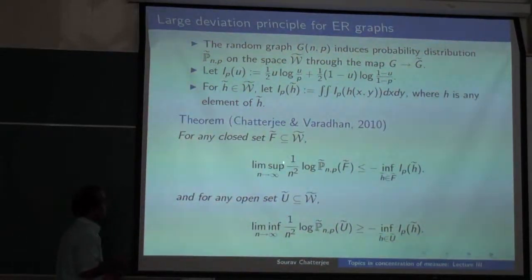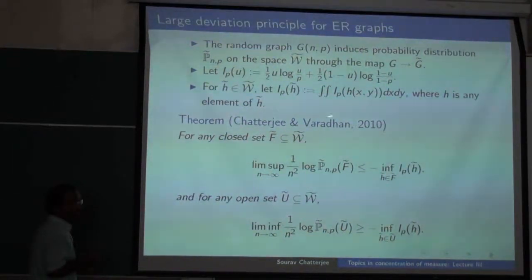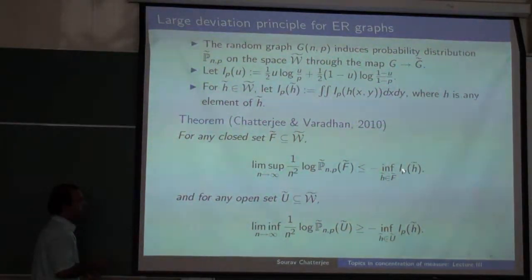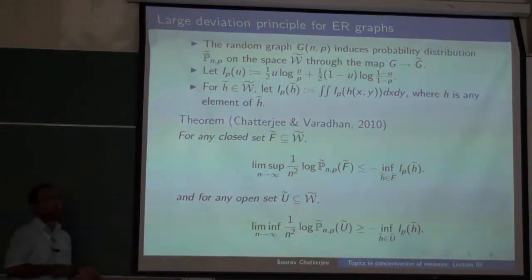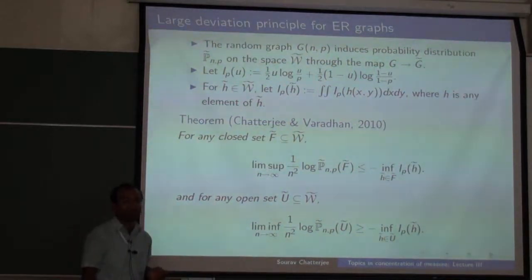Okay, so this is the result. It's a proper large deviation result. For any closed set, the lim sup of log 1 over n squared of P of the closed set is bounded by this, and this lim inf is bounded below by this. So that's a large deviation result in the classical sense.